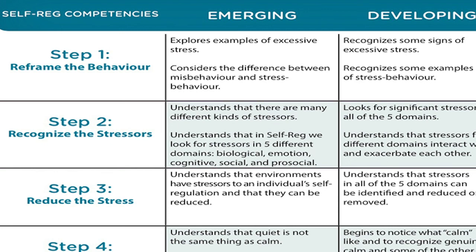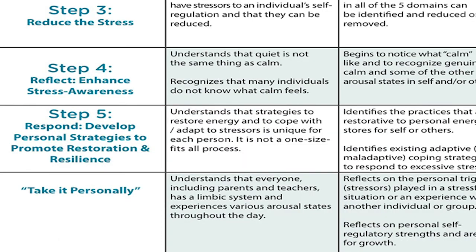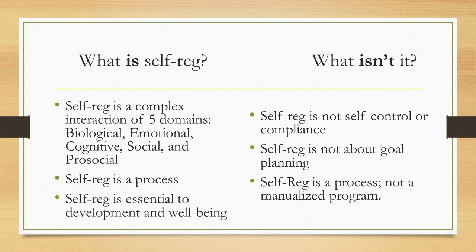Self-regulation doesn't happen in this perfect little bubble in an ideal situation. It happens in real life. So this is just a nice way to track how you're developing and the different steps, and giving you some next steps as to where to go with your learning. So what is self-regulation? It's a complex interaction of 5 domains: biological, emotional, cognitive, social, and prosocial. It's a process, and it's essential to development and well-being.